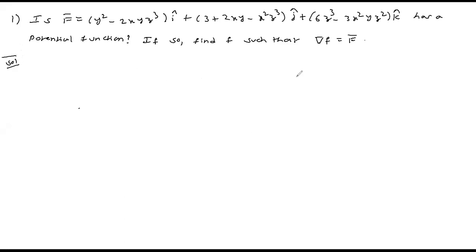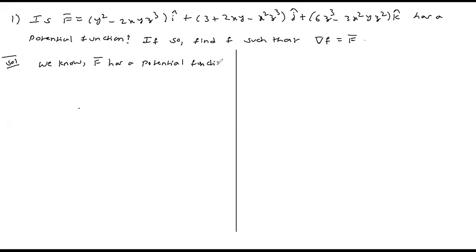Start solving. So first of all, we want to know whether it has a potential function or not. We know f bar has a potential function if and only if curl f bar equals 0 bar, because four statements are equivalent.